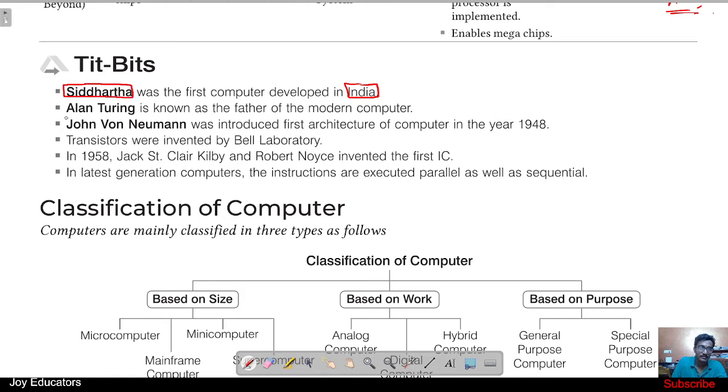Siddhartha. Yes. And also, I ask you, who is the father of the modern computer? It is Alan Turing. Okay, write it down: Alan Turing is the father of the modern computer.